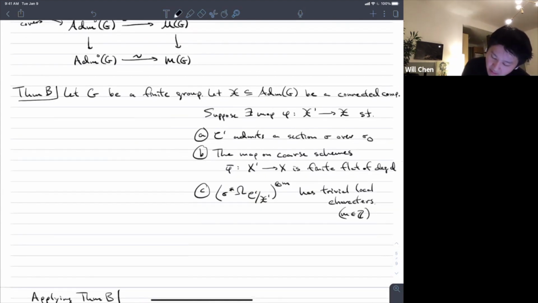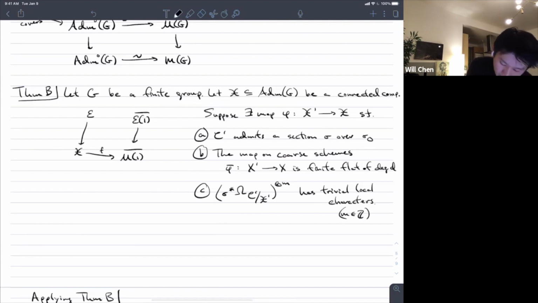So suppose there is a map from X prime to X. Let me draw the diagram. Let's say X is here. It admits a map to M1 bar, let's call it F. Over M1 bar, you have E1 bar, the universal pointed stable curve of genus 1. Over X, you have, again, the universal family, which is pulled back.